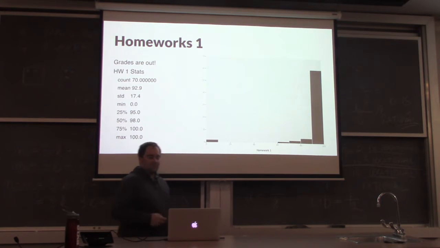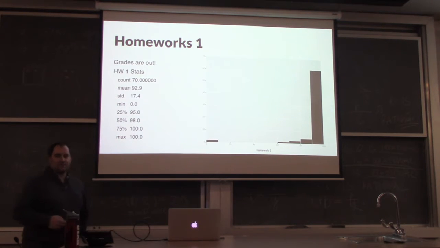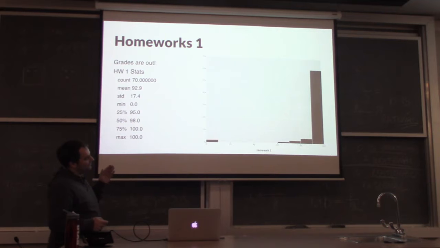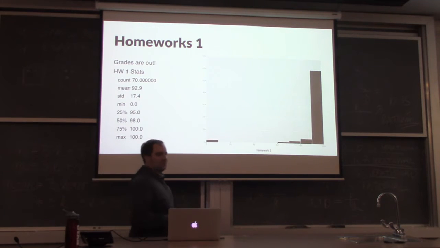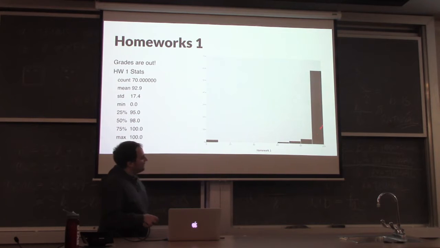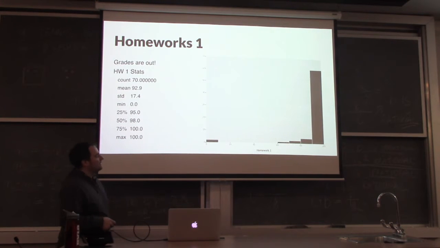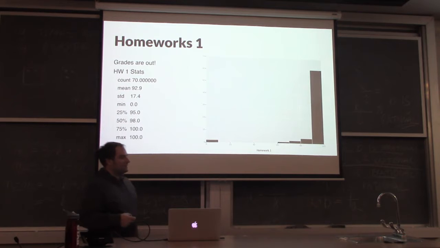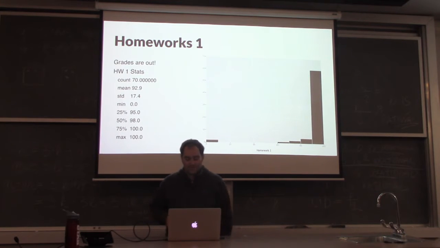You should have received your homework 1 grades, and not surprisingly, as homework 1 wasn't very hard, we have a heavily skewed distribution towards full marks. Essentially, most people got more than 80 points, and actually the majority got 100 points, everything right. And then there's a couple of people who did not hand in anything.